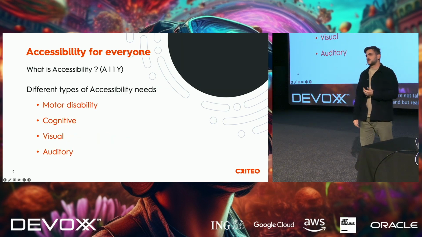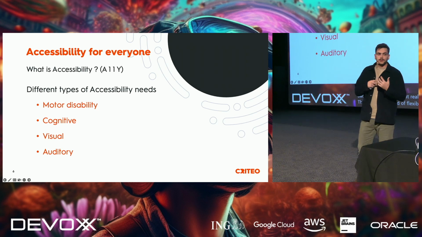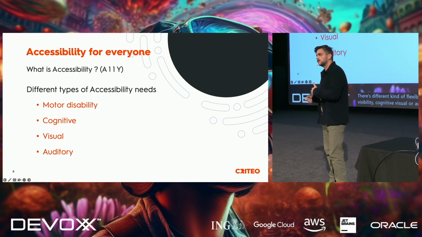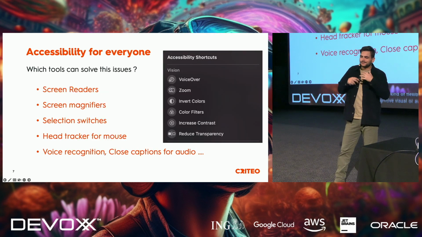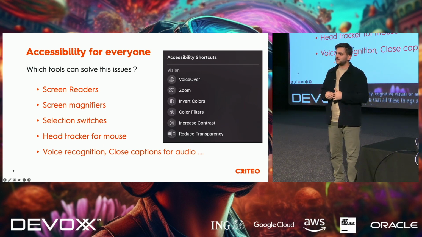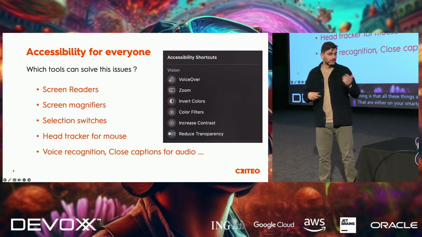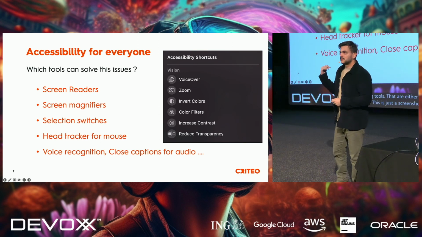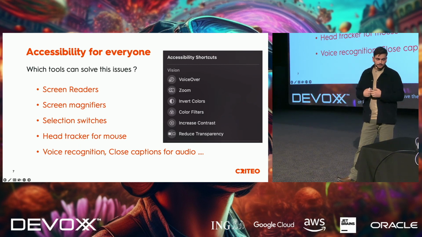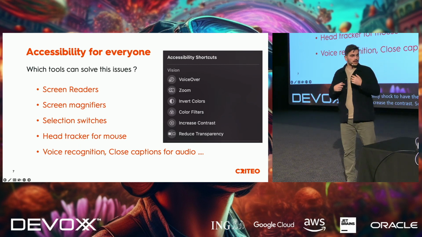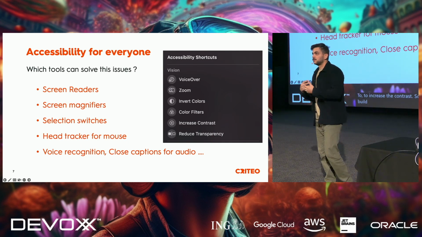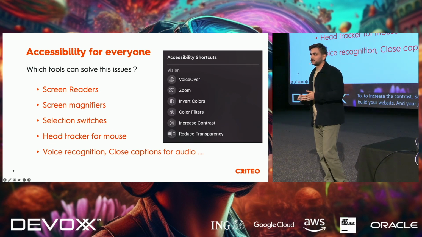There are different kinds of accessibility: motor, cognitive, visual, or auditory disabilities. The big thing is that all these needs are solved thanks to built-in tools that are either on your smartphone or on your laptop. This is just a screenshot of my Mac. There are accessibility shortcuts to have the zoom, a screen reader, or to increase the contrast. All these tools can help you to build your website, and your job is just to make them work on your application, basically.